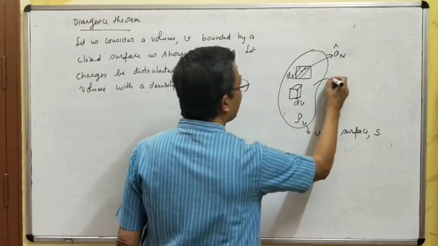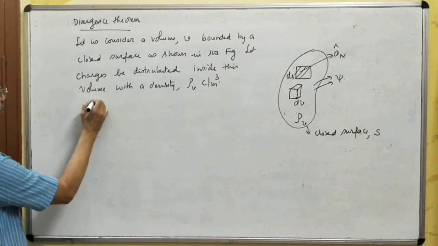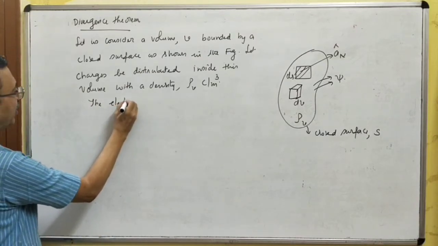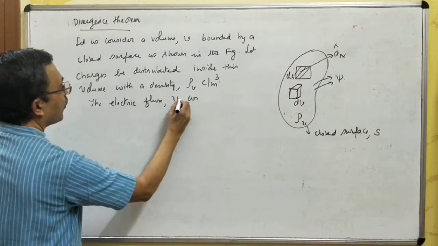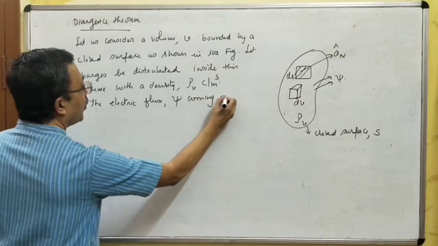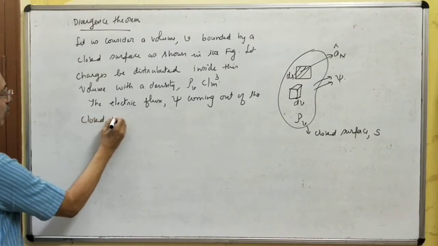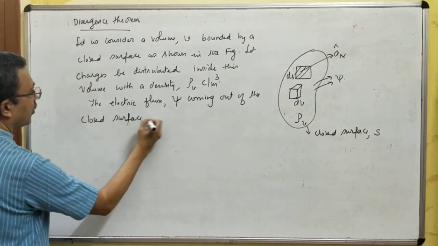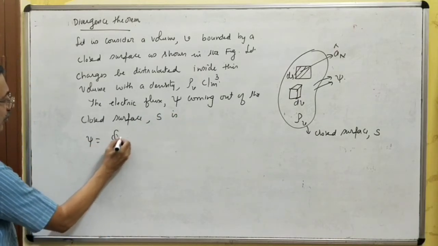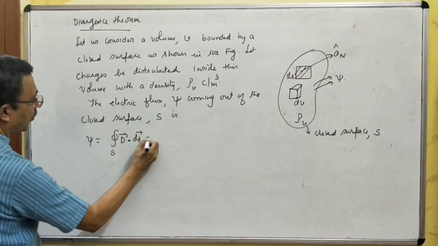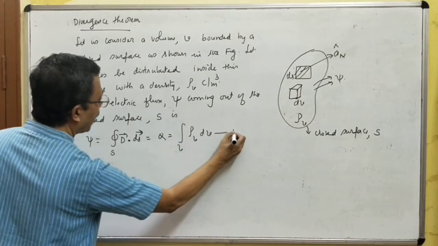These are the flux lines coming out of the closed surface. The electric flux psi coming out of the closed surface S is psi equal to closed surface integral of vector D dot dS, which is equal to Q. Q is what? Volume integral of rho V dV. I call this equation 1.